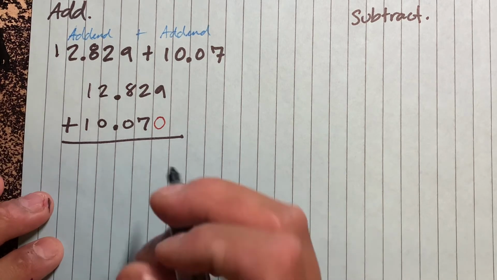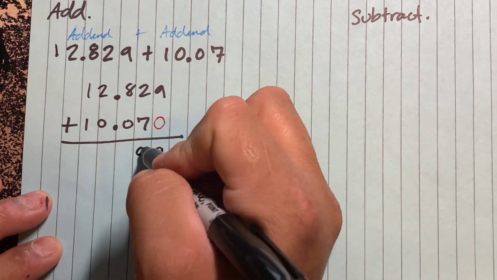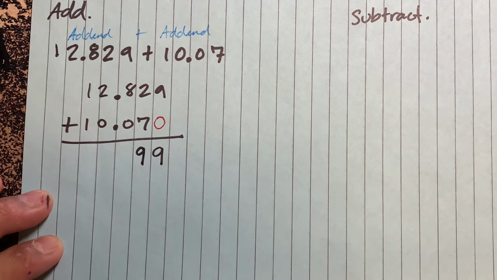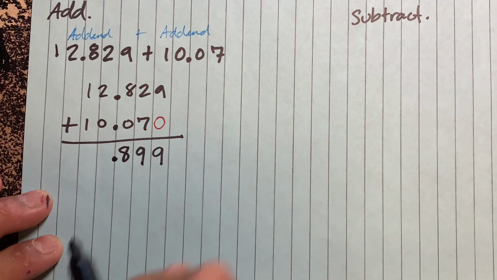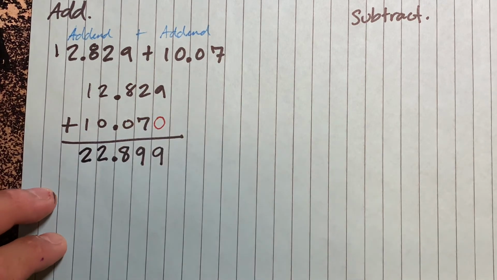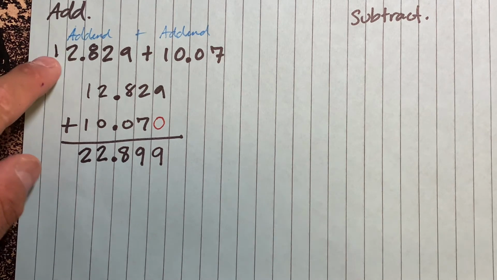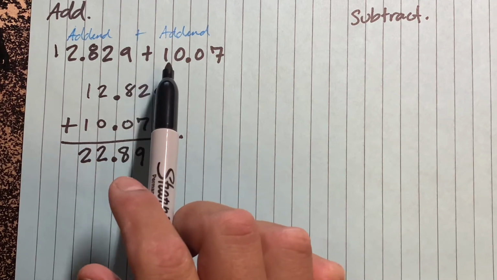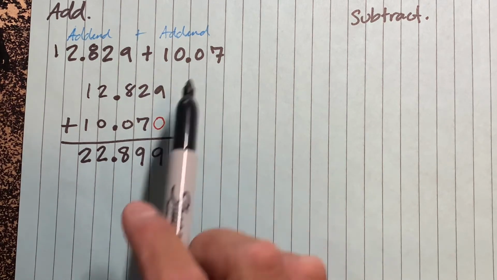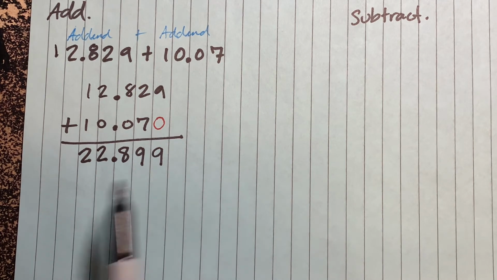So 9 plus 0 is going to be 9. 2 plus 7 is going to be 9. 8 plus 0 is going to be 8. Decimal point. 2 plus 0 is going to be 2. 1 plus 1 is going to be 2. Now from here, we're going to read this as the addend 12 and 829 thousandths plus 10 and 7 hundredths is going to equal the sum 22 and 899 thousandths.